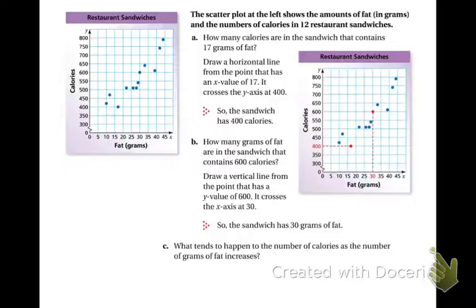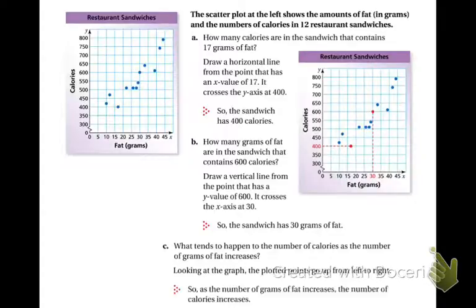What tends to happen to the number of calories as the number of fat grams increase? Looking at the graph, the plotted points go up from left to right. So as the number of grams of fat increases, the number of calories also increase.